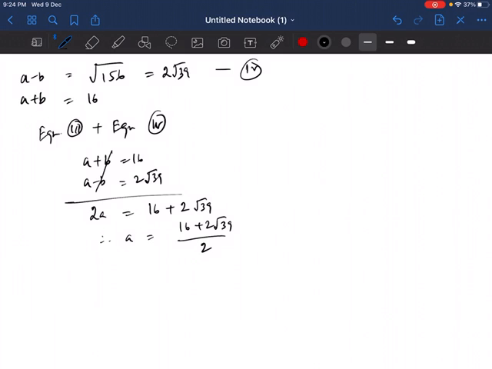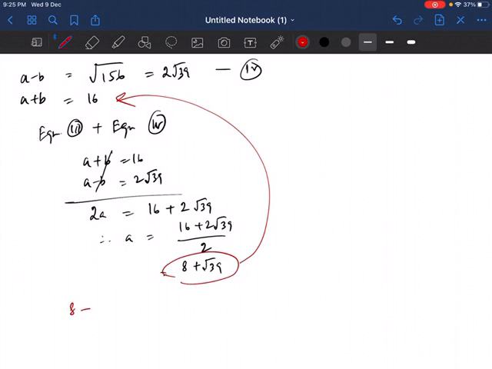So if you cut 2, in the numerator we are getting 8 plus root 39. So this is my a. Now b will be what? Just put the value of a, that is 8 plus root 39, in here. So what do you get? 8 plus root 39 plus b is equal to 16. So therefore b is equal to 8 minus root 39. So this is what you are getting. So a is 8 plus root 39 and b is 8 minus root 39.